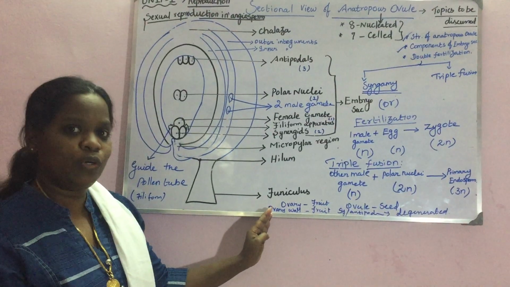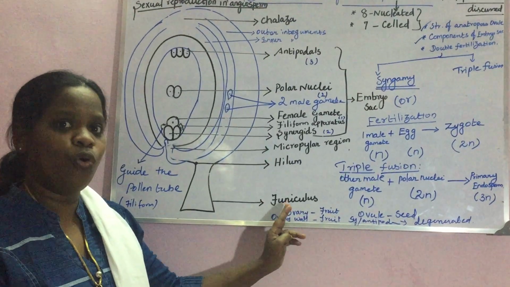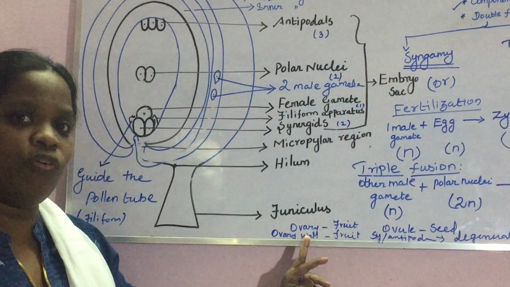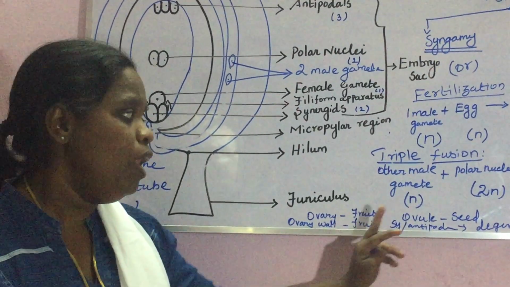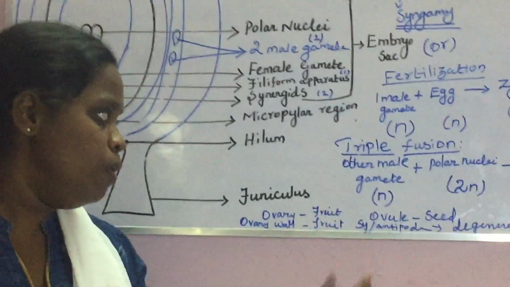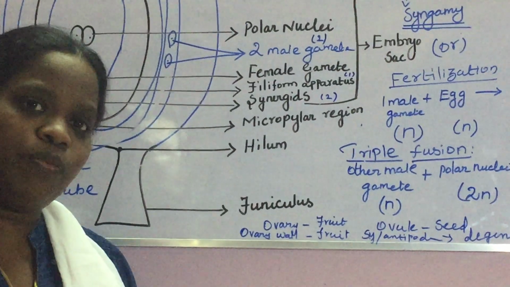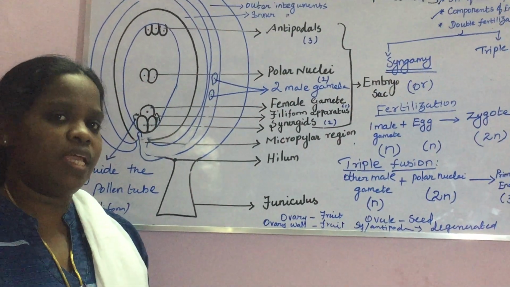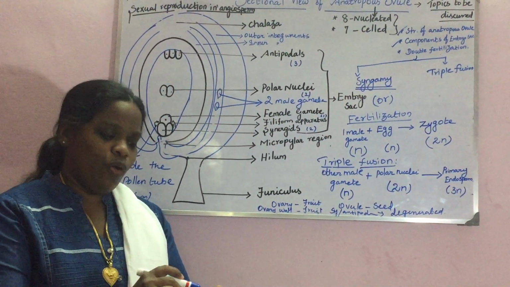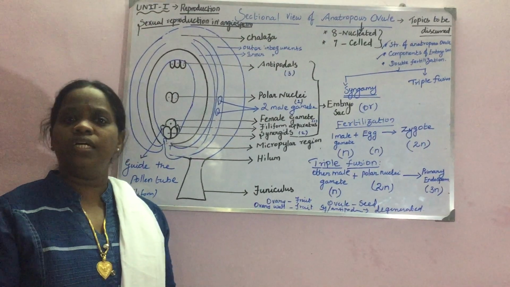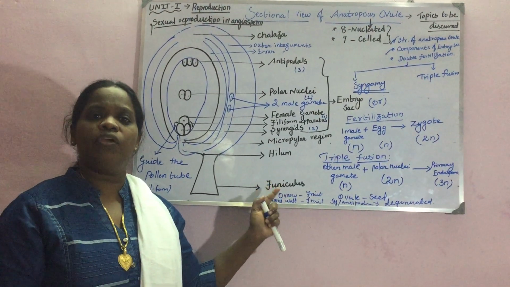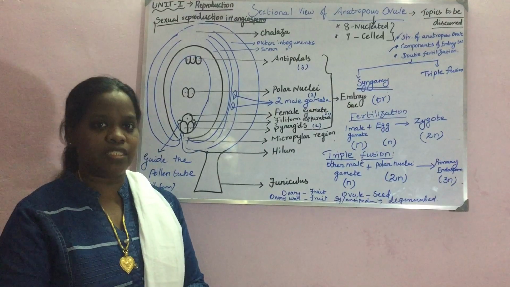Then after that, post-fertilization changes. Ovary is converted into fruit. Ovary wall is converted into fruit wall. Ovule is converted into seed. Then synergids and antipodals degenerate. I hope you understand. If you learn this question, definitely you will get 5 marks in the annual examinations.